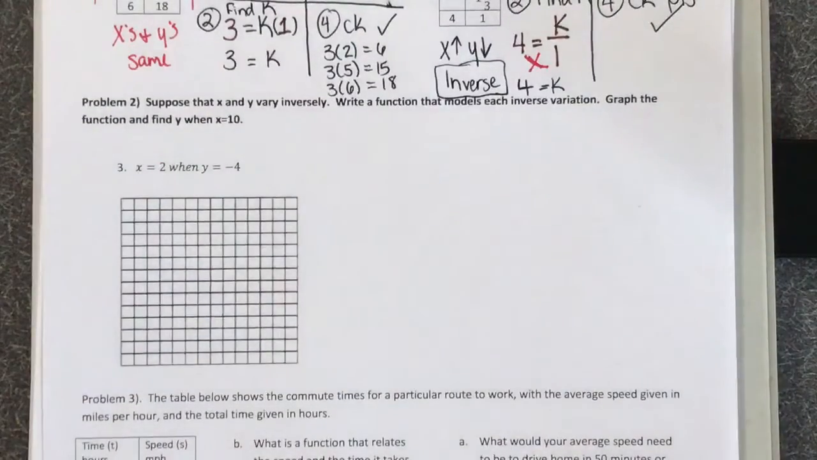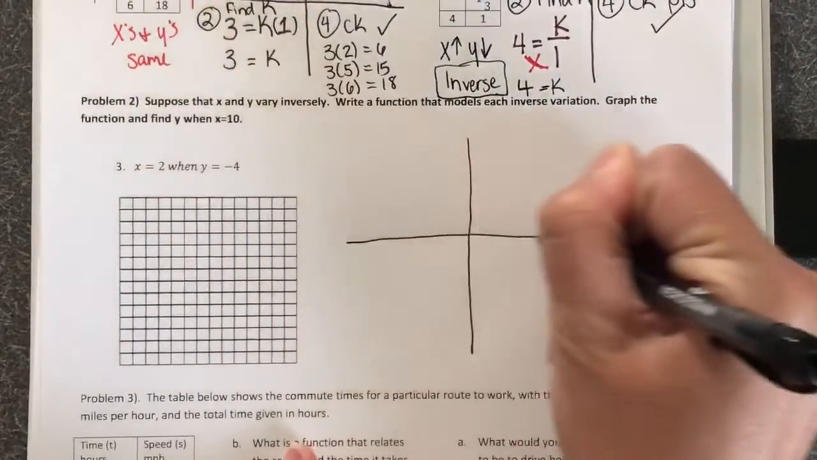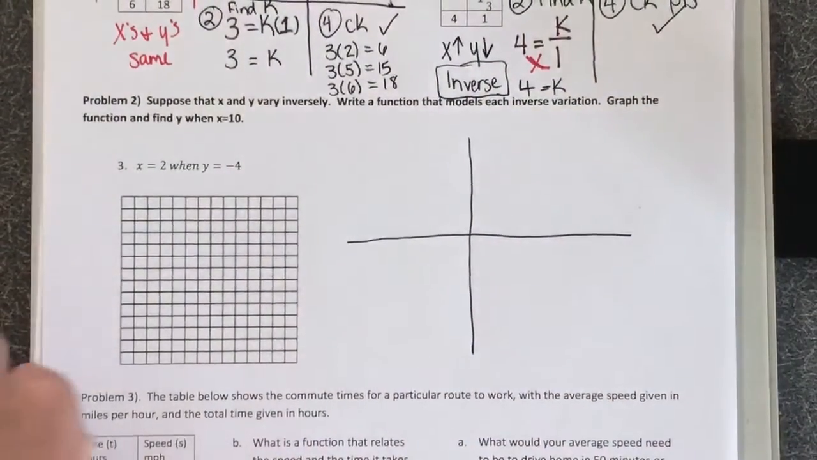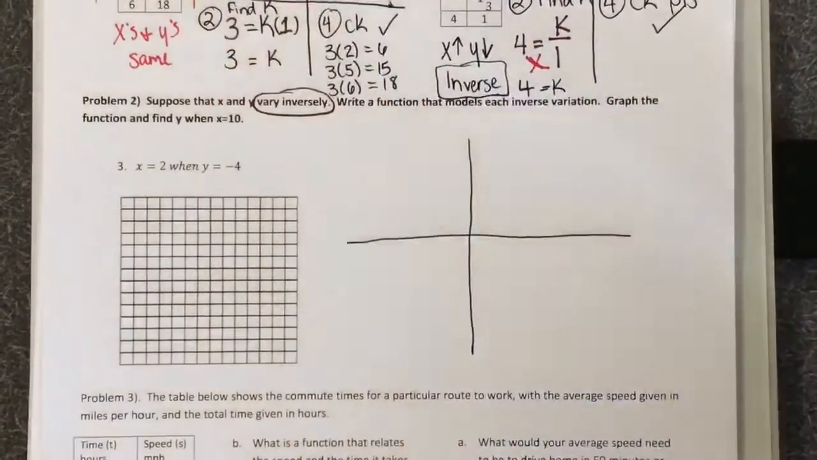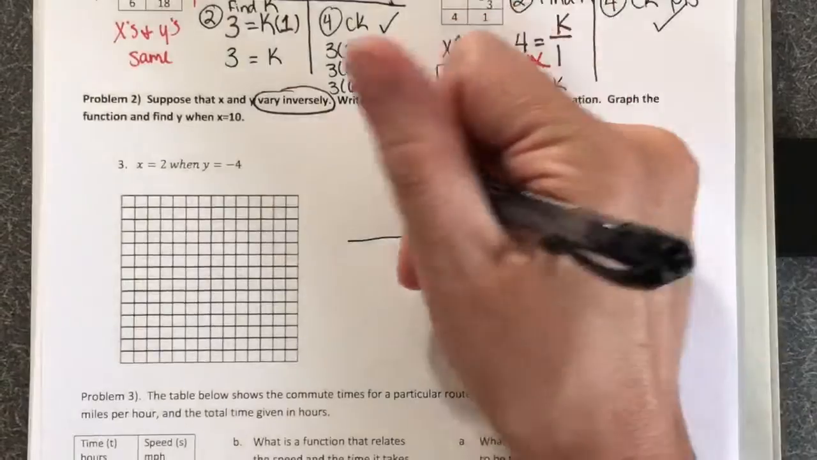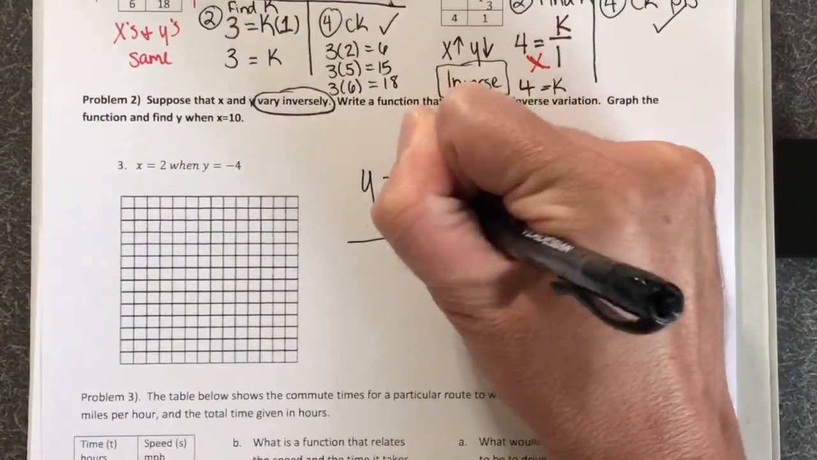Okay, so in this problem, it says suppose that x and y vary inversely. Write the function that models its inverse variation, then graph the function and find y when x is 10. So we're going to go through all 4 of our steps again. So we know that it is inverse variation because it says varies inversely. So our variation rule is going to be y equals k over x.